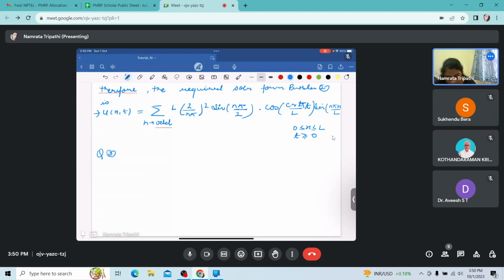Question 3. Find the solution of the initial boundary value problem. Again the same, the expression is not the same here. At the place of c square here the 9 is given. So question number 3, I think.